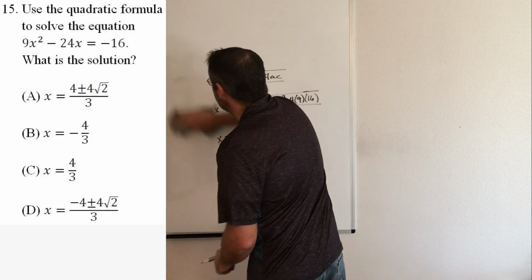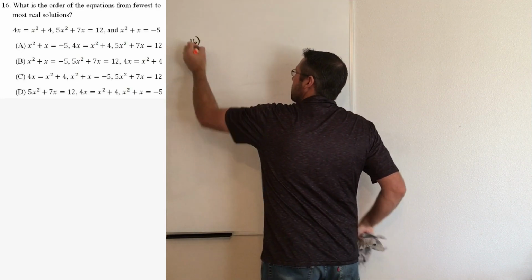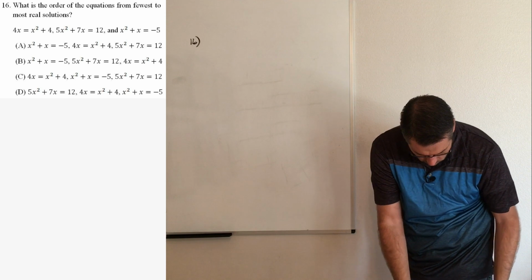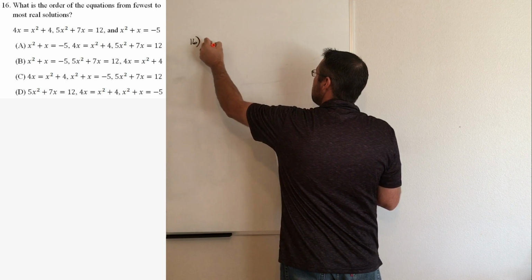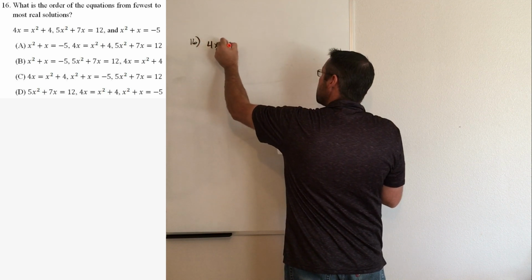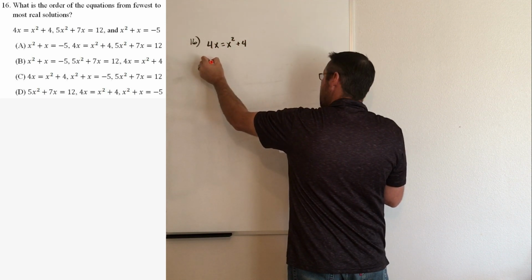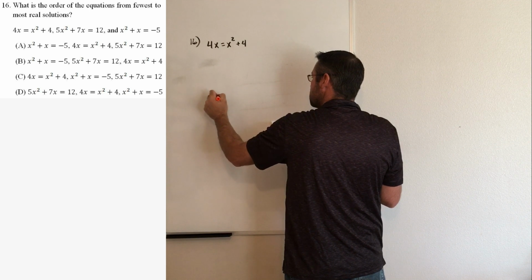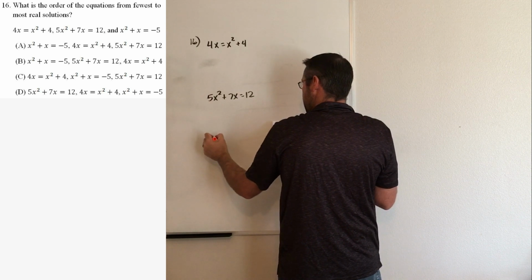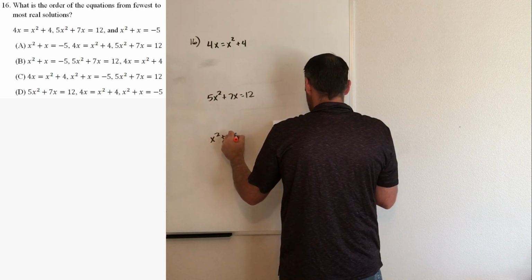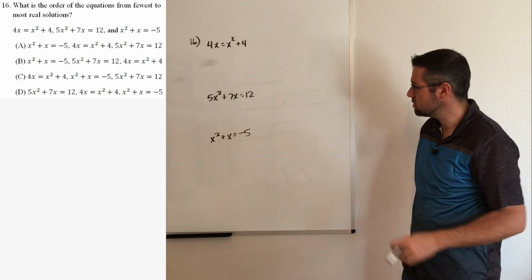We're going to do one more for this video. Number 16. Number 16, it says, what is the order of the equations from fewest to most real solutions? So here we've got 4x equals x squared plus 4. We've got 5x squared plus 7x equals 12. And then we have x squared plus x equals negative 5. So we're trying to order these from fewest to most real solutions.